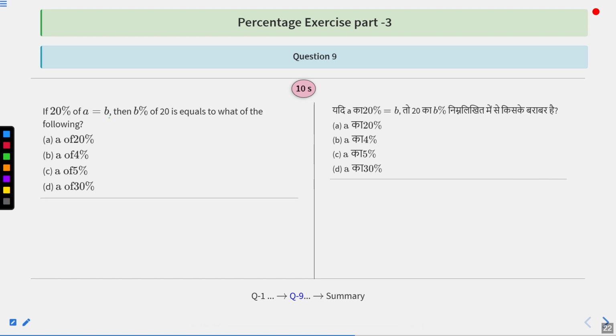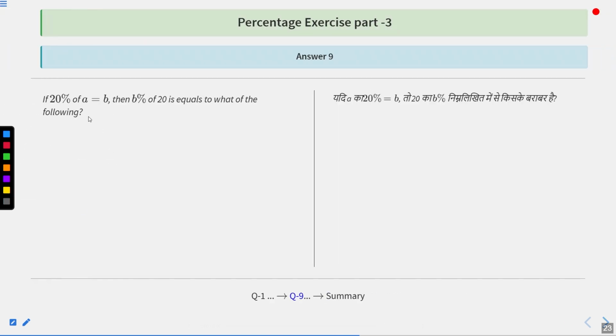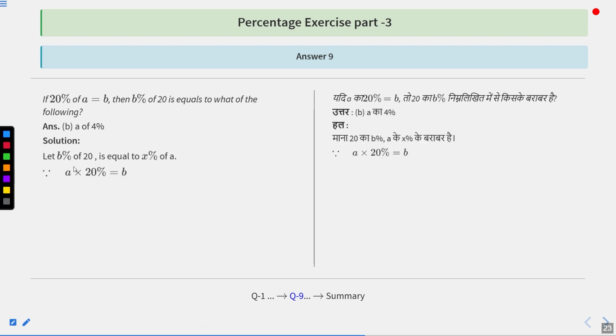If 20% of A is equal to B, then B percent of 20 is equal to what of the following? Options are given to you: A of 20%, A of 4%, A of 5%, A of 30%. These are the options. And I'm giving you 10 seconds to find out the correct answer. And after that, I will do the solution for you. So an equation was given to you, and you have to find out of the following four options, which was correct.